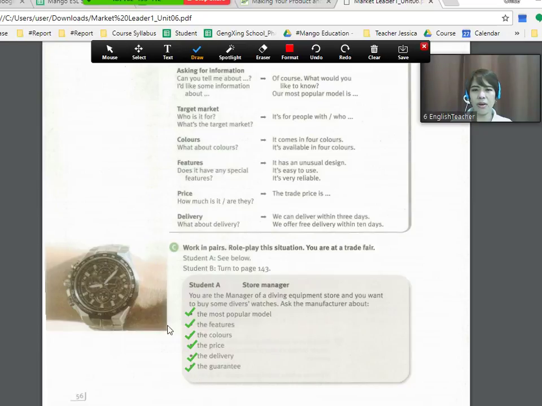Okay, there you go. So try to write that information and try to make a role play of the situation. Okay, come on, student A and student B.